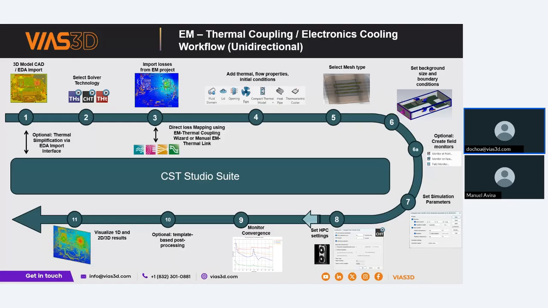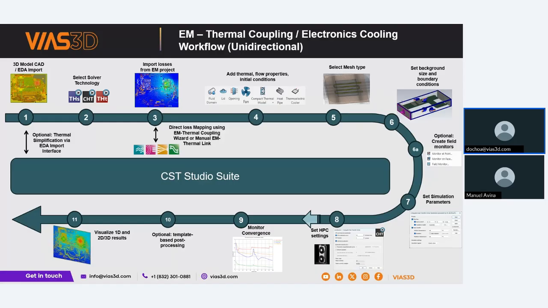Select the appropriate solver technology. Again, we need to consider the three forms of heat transfer for that. You need to import your losses into your project. And of course, after that, you can modify your project if you want to. That means adding more heat sources, adding a cooling system for your design if needed.